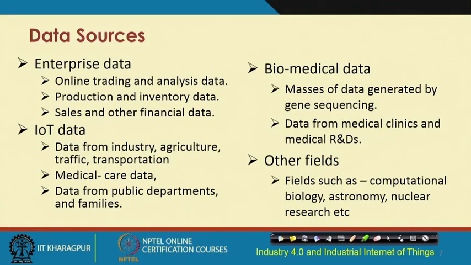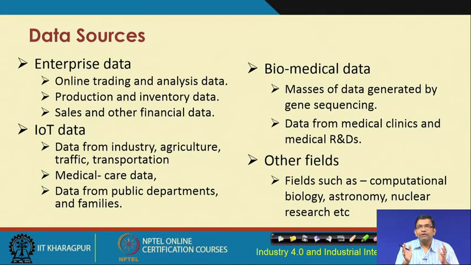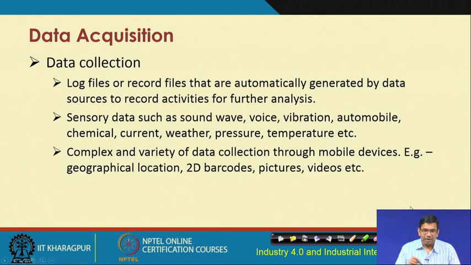Then biomedical data, generated from medical clinics and medical R&Ds through different biotechnological methods such as gene sequencing, etcetera. So, all of these are data sources for big data. Other fields also generate a lot of data: nuclear power plants, astronomical devices such as big telescopes, which look into the sky continuously 24/7, and computational biological fields. These generate data which is unstructured and has these big data characteristics. These are the data that will have to be managed.